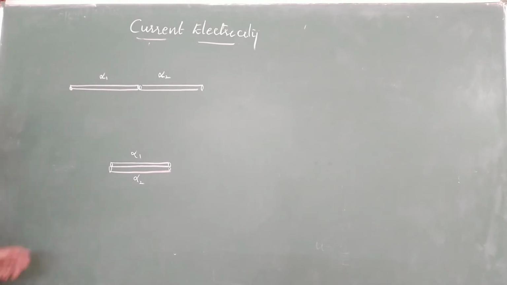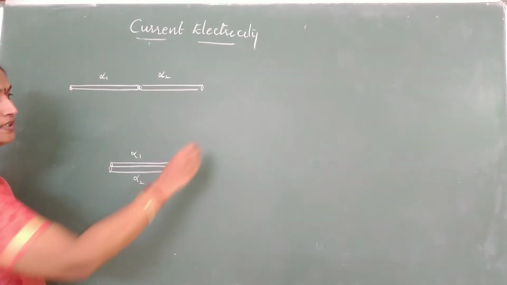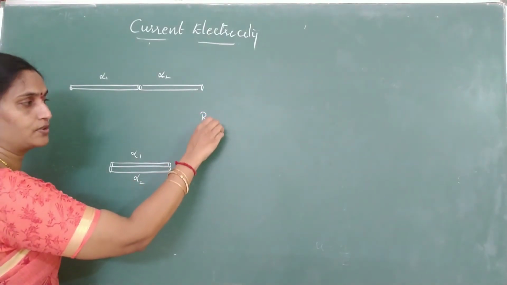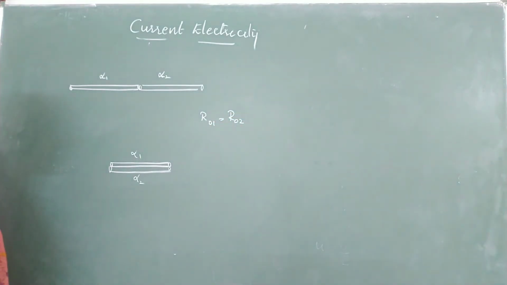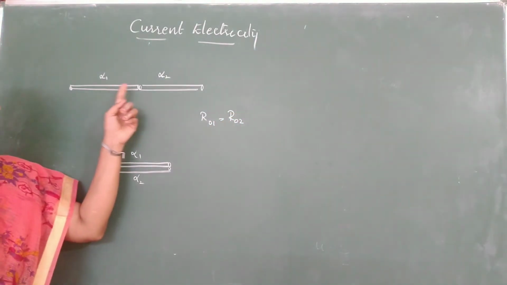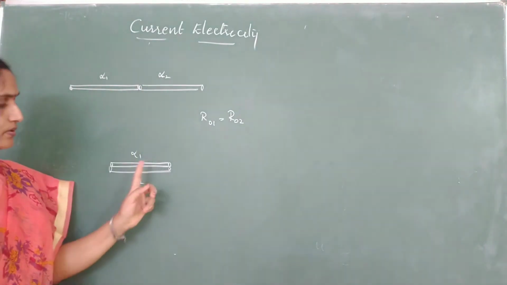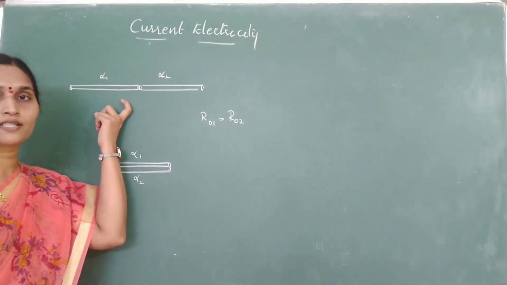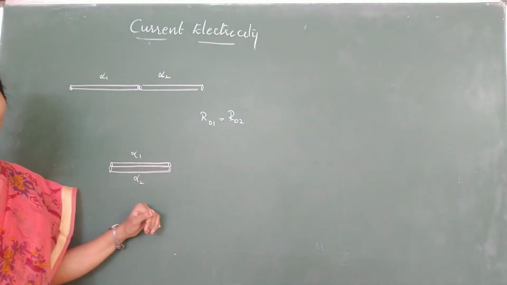Now look at this question. Two identical conductors are given, and they have the same resistance at 0 degrees. At 0 degrees, the resistance of the first conductor is equal to the resistance of the second conductor, but they have different temperature coefficients of resistivity, alpha 1 and alpha 2. Find the temperature coefficient of resistivity if they are connected in series and if they are connected in parallel.